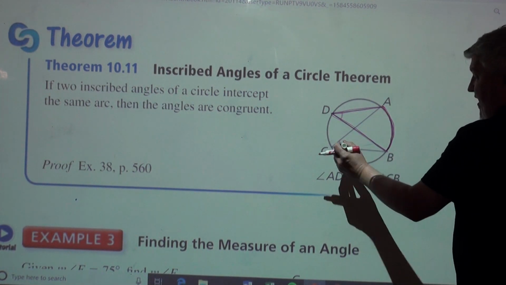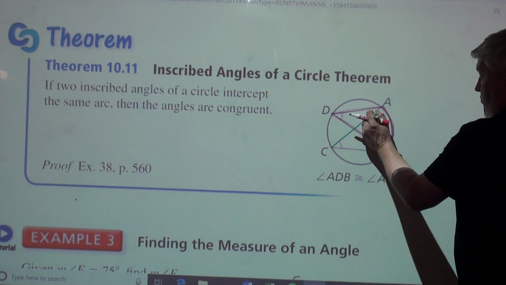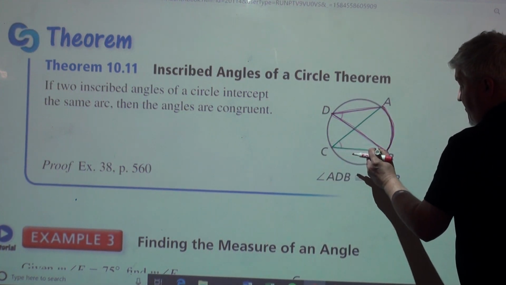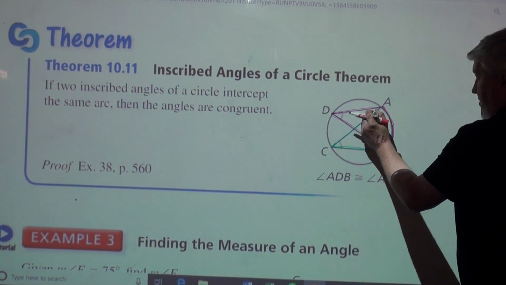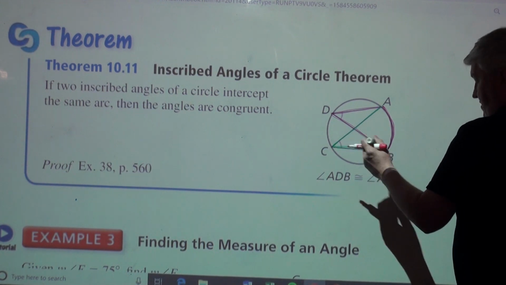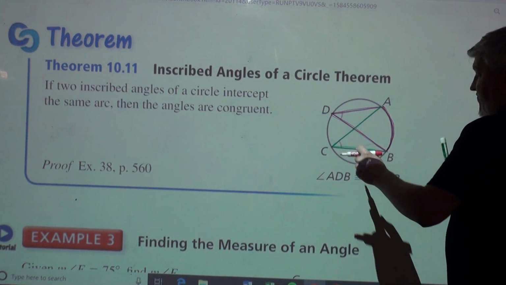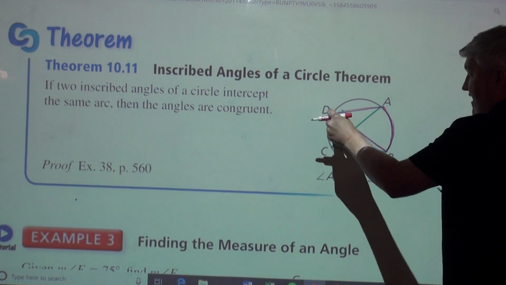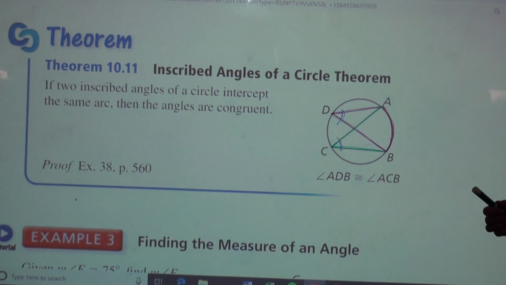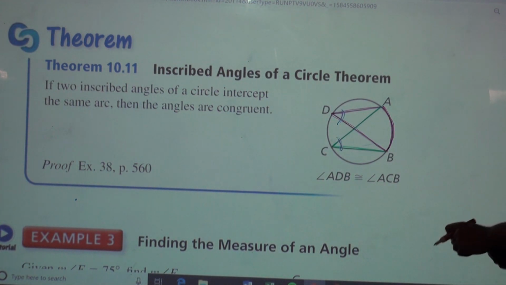The same is true of angle C. The two chords come here and intercept the arc at the same 2 points. And what that means is these two angles, and all kinds of fun with colors, are equal. Angle D and angle C are equal. That's all that means.